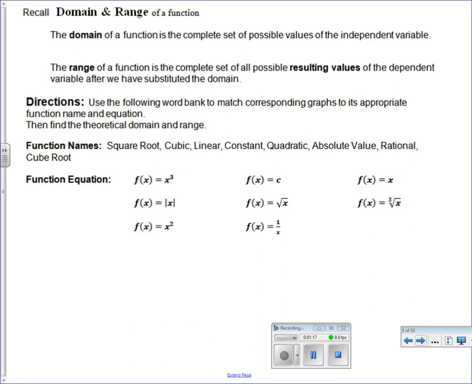Okay, Avery, which one did you find? What about this one? Anybody know what this is? Cubic. Okay, so the first one is a cubic. Anybody know this one? Absolute value. Okay, what about the next one? So what's this one? It's on the board. That's quadratic.